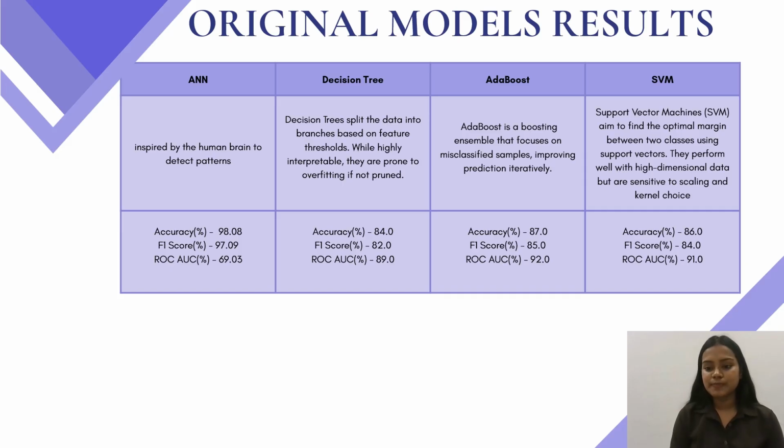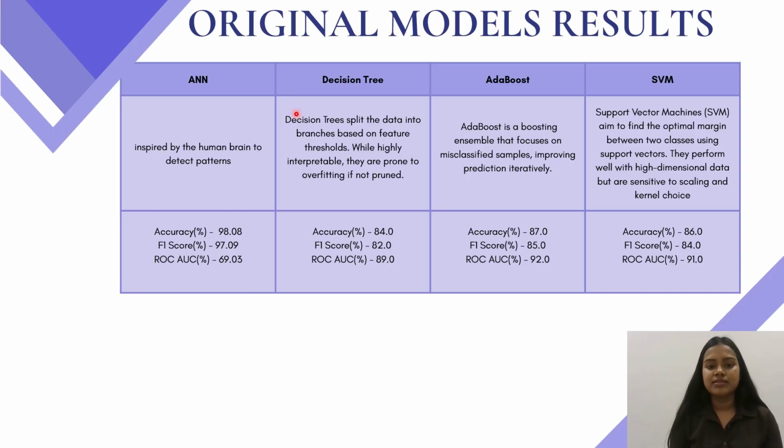Now I am going to explain the results of the original models' implementation. The original models were four: first, ANN, second, decision tree, AdaBoost, and SVM. ANN is inspired by the human brain to detect patterns. Accuracy of ANN is 98.08%, whereas the F1 score is 97.09%, and the ROC-AUC of ANN is 69.03%.